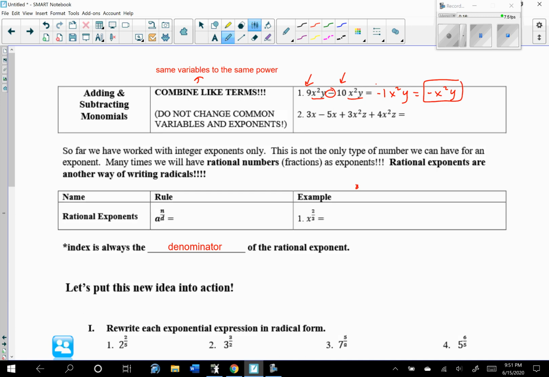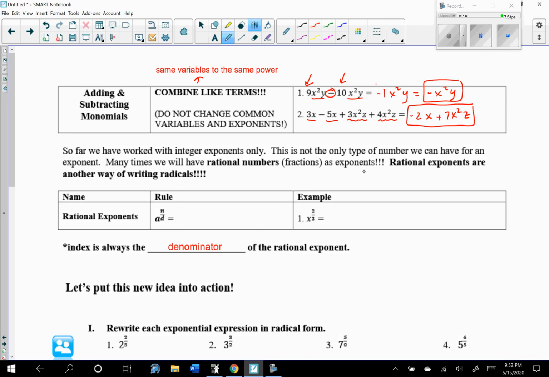So here, what are our like terms? These two are like terms with the x's. So we have to subtract the coefficients in this case. So 3 minus 5, which is negative 2, so negative 2x. And then notice that these have the variables to the same power, so those are like terms. So now we're adding the coefficients. 4 plus 3 is 7, so plus 7x squared z. So just don't get confused with that and with what we just did with the exponent rules.